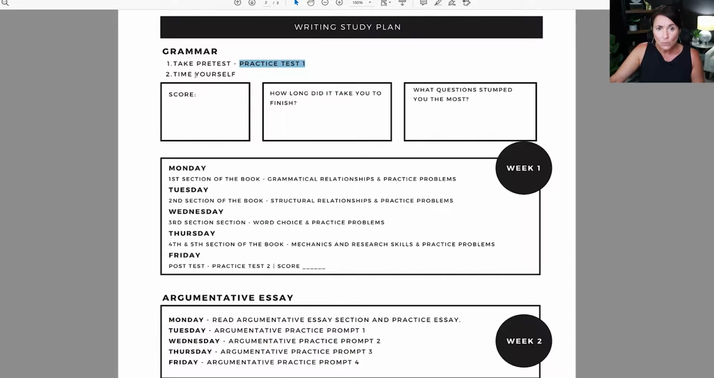So we took practice test 1, we scored it, and we looked at the content categories to see where we were low, just to give us an idea. Then Monday, we go through the first section of the book and then the practice problems. Tuesday, second section and the practice problems. Wednesday, third, fourth, and fifth.